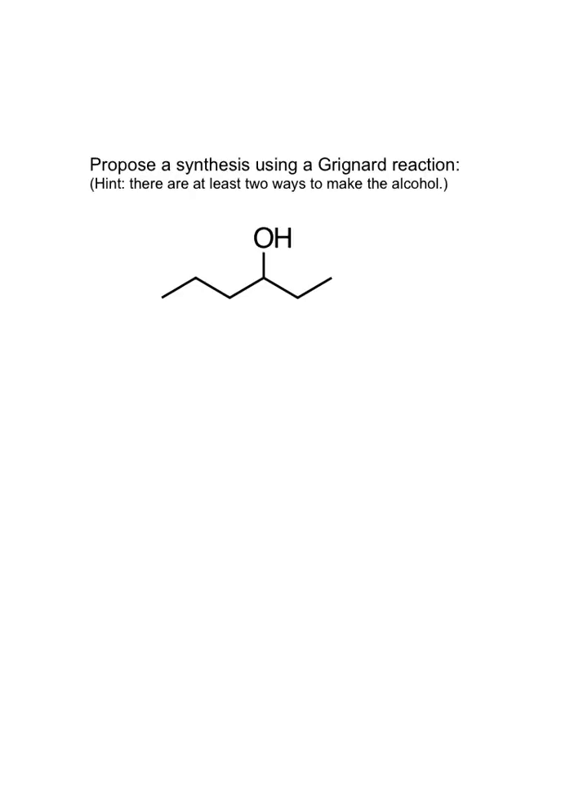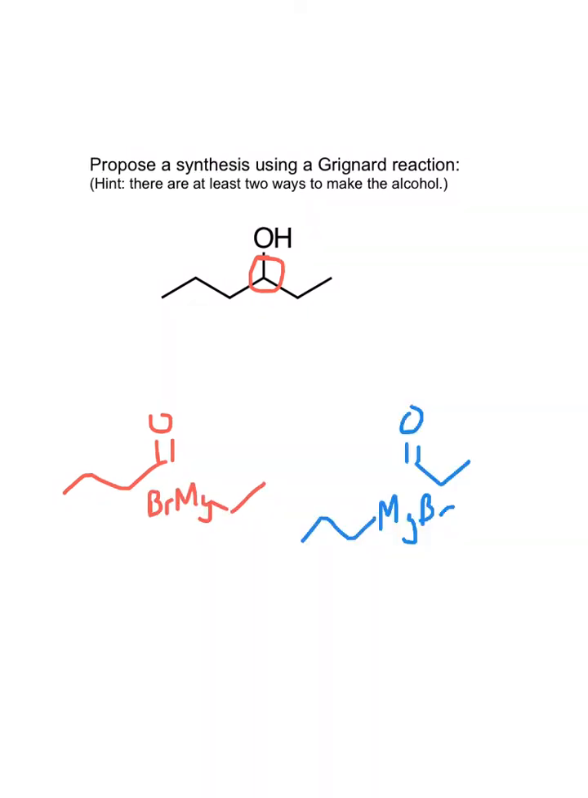So let's practice. Propose a synthesis of this alcohol using a Grignard reaction. So remember, the alpha carbon comes from the carbonyl carbon. That means we can use this Grignard reagent. The other way to do it is this way. So remember to think of these reactions as skills to develop. So the more you practice, the better you get.